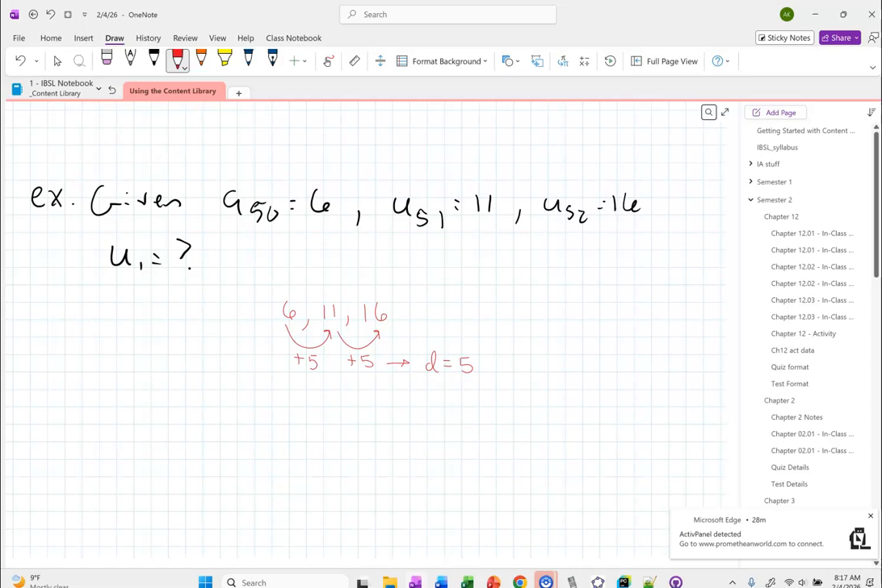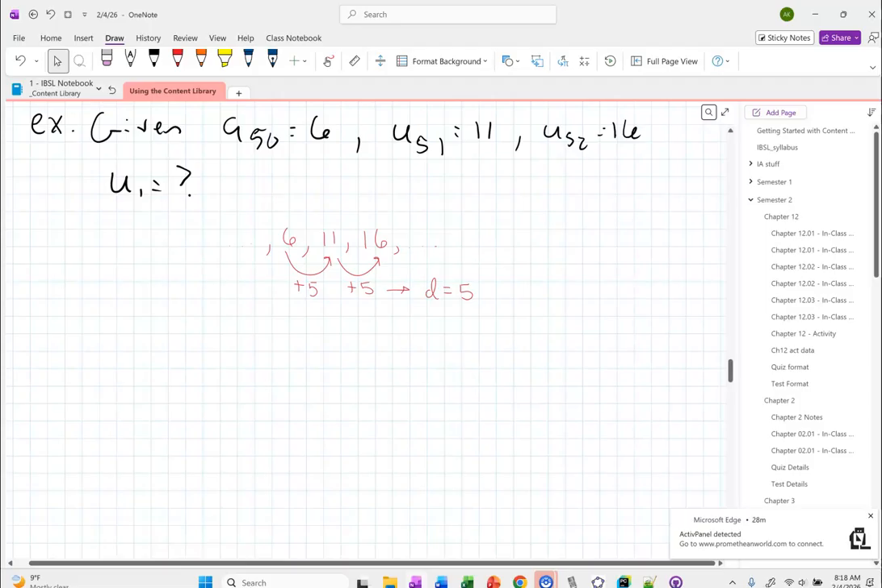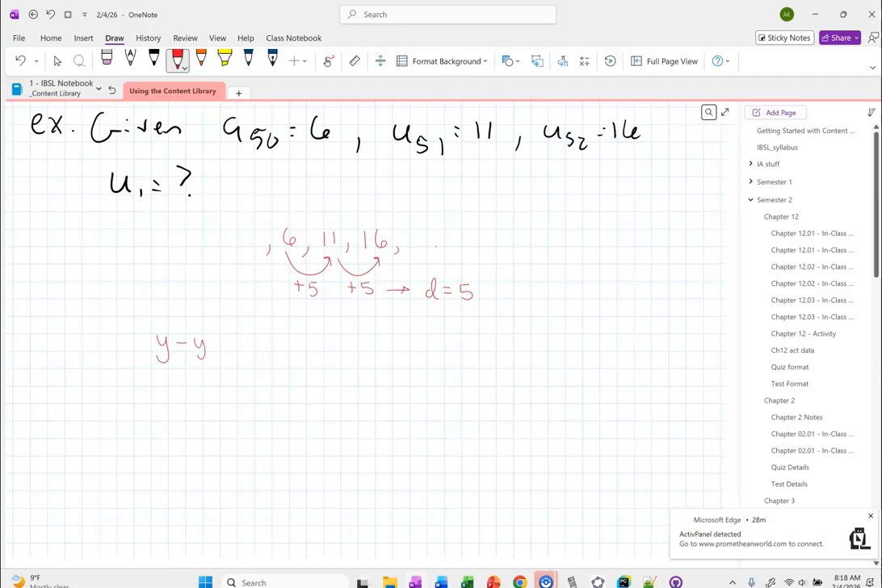Does everybody feel okay there? So now I'm going to go ahead and write my explicit formula for the sequence. So again, I'm going to think about it like a point slope equation for a line, where these guys are just like my points. Does everybody feel okay with what I'm doing so far?